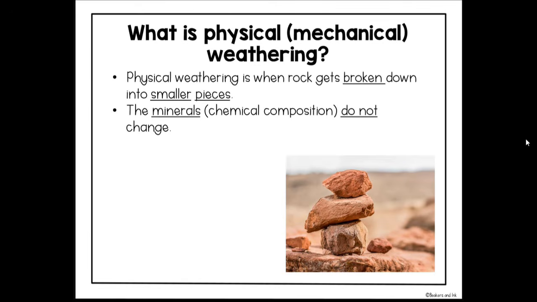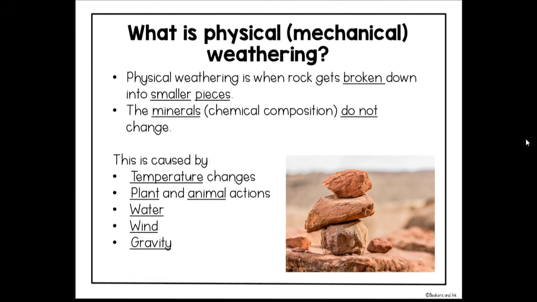So let's take a look at this definition of physical weathering. Remember, we can also call it mechanical weathering. So physical weathering is when rock gets broken down into smaller pieces, just like you did with that M&M or that piece of peppermint. It was broken down into smaller pieces. It's still the same composition. The minerals, that chemical composition inside that rock does not change. It's still the same type of rock. You just have more pieces, smaller pieces.